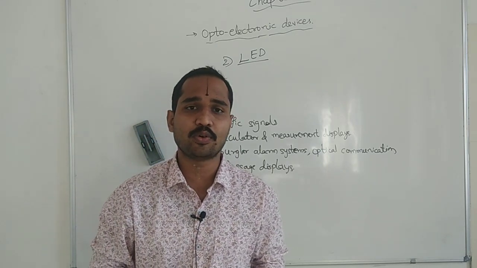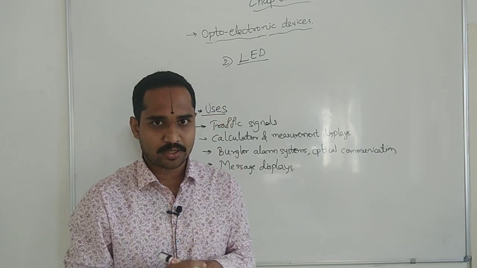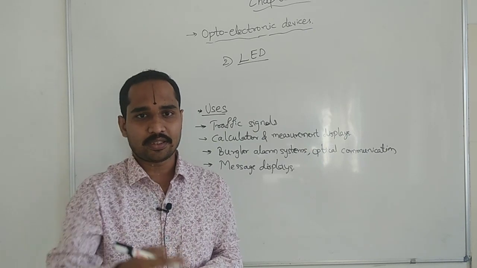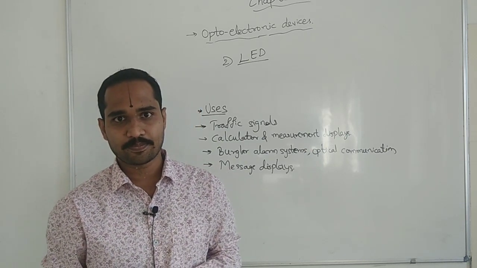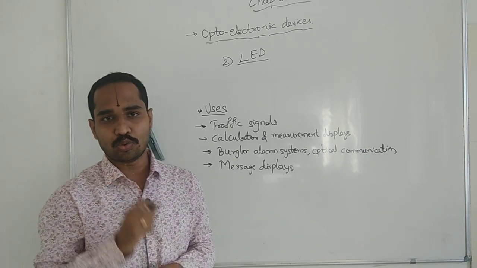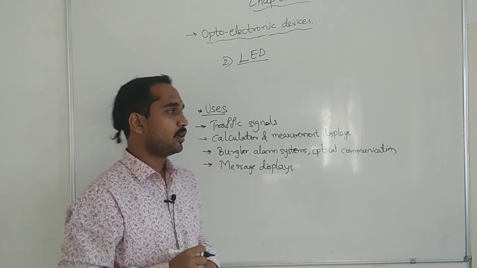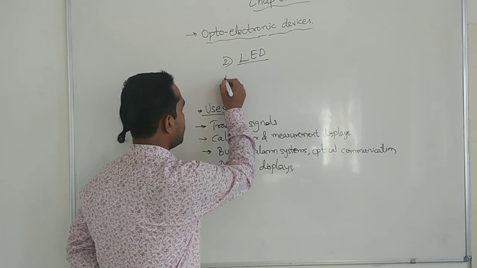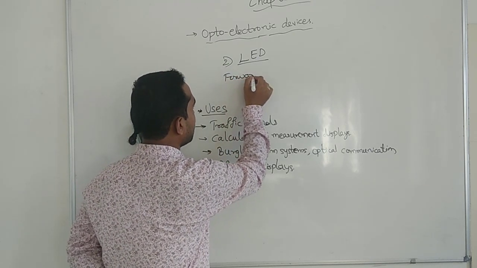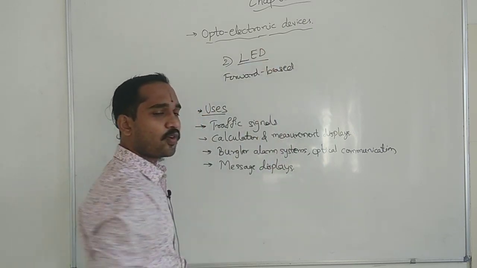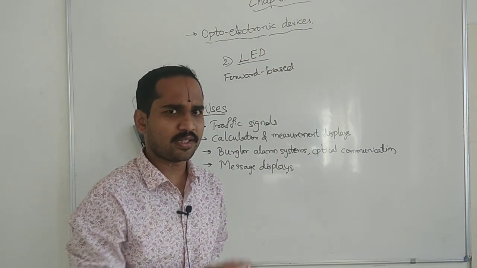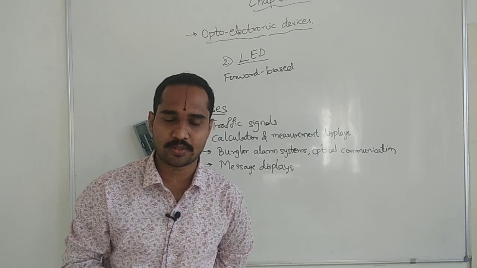Light emitting diodes. Means these are diodes, and they are emitting light, isn't it? How is this possible now? That is the thing. See, a light emitting diode is a forward biased diode. First, you have to remember this. It is a forward biased diode. It is working in forward bias.